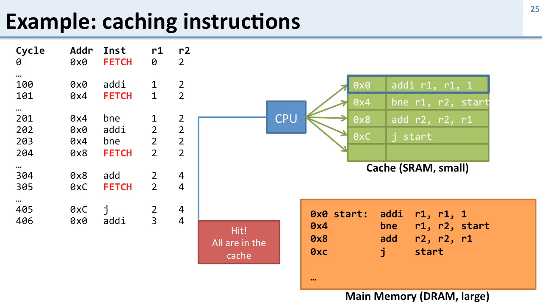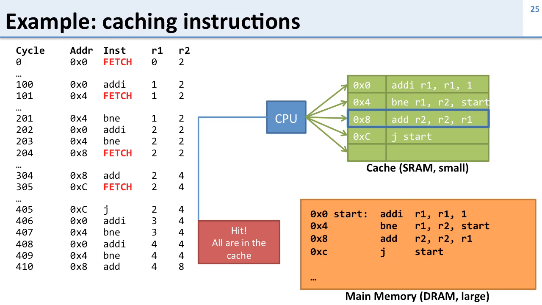So here we found the add I instruction in the cache, do it in one cycle. We'll go on to the branch not equal instruction, find it in the cache, do it in one cycle. The add I instruction again is in the cache, the branch not equal is in the cache, the add is in the cache, the jump is in the cache, and the add I is in the cache. So we found all of these instructions in the cache, we're able to execute much faster.